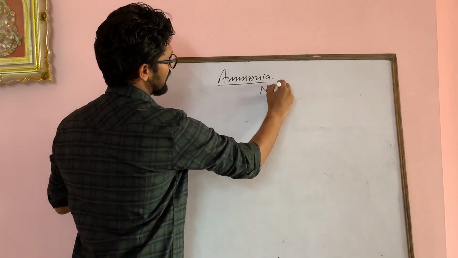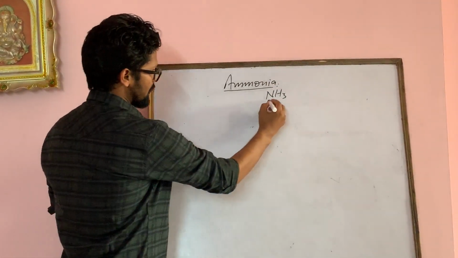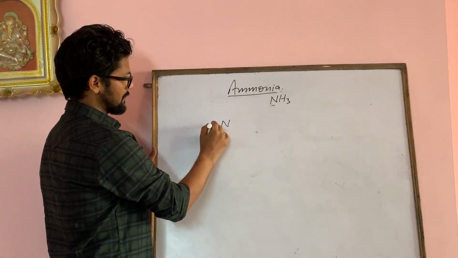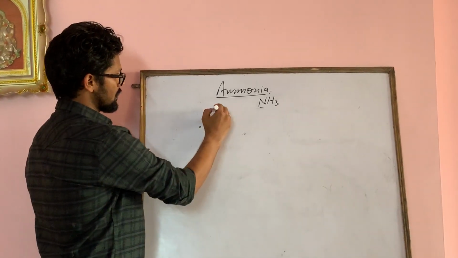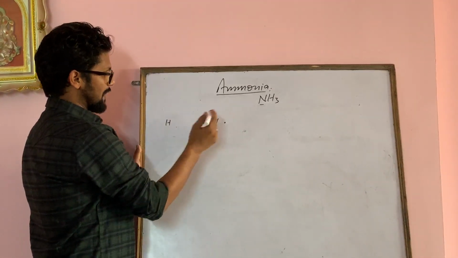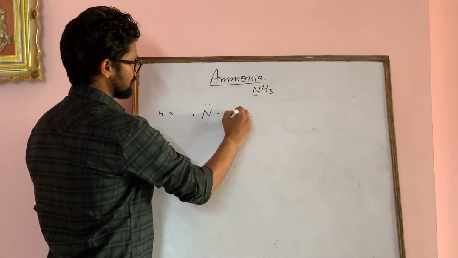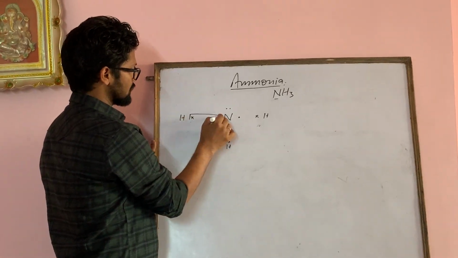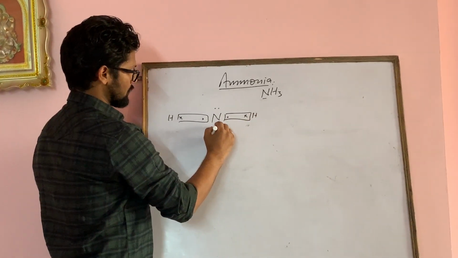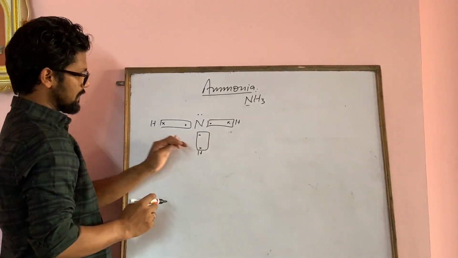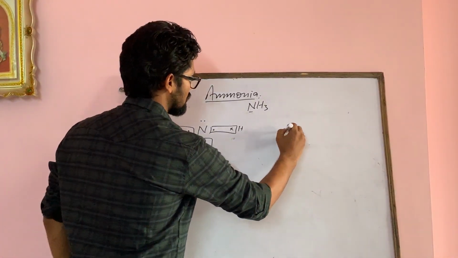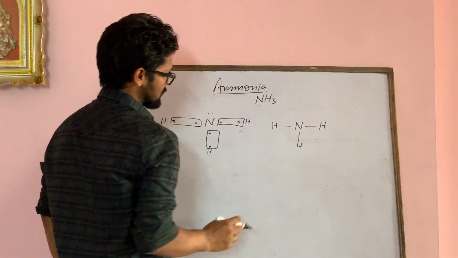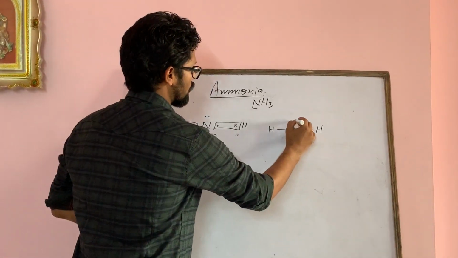The molecular formula of ammonia is NH3. Here nitrogen is a central atom. It has 5 electrons in its valence shell. From that, 3 electrons are shared with hydrogen atoms to complete the octet structure for nitrogen and the duplet structure for hydrogen. So we can say nitrogen has 1 lone pair of electrons.